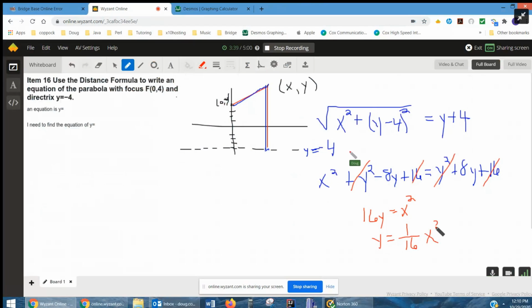And by the way, when you have written the parabola that way, this number right here is equivalent to 1 over 4p, where p is the directed distance from the focus to the vertex. So the parabola does look something like this. And if I solve this equation, I do get p = 4. That's this distance right here. p is the distance from the focus to the vertex of the parabola.